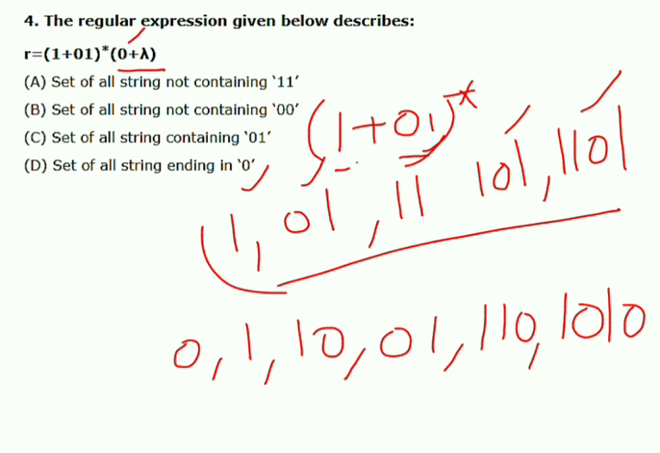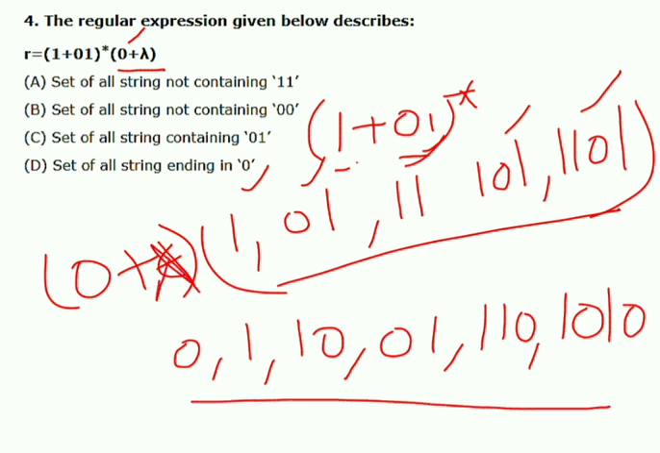So we are multiplying it with 0 plus epsilon, right? Then we will get 0 plus null value, so then we will get these values. The option is the set of all strings not containing 00. Here in the given expression there are no two consecutive zeros, so the string should not contain two consecutive zeros. The answer is option B.